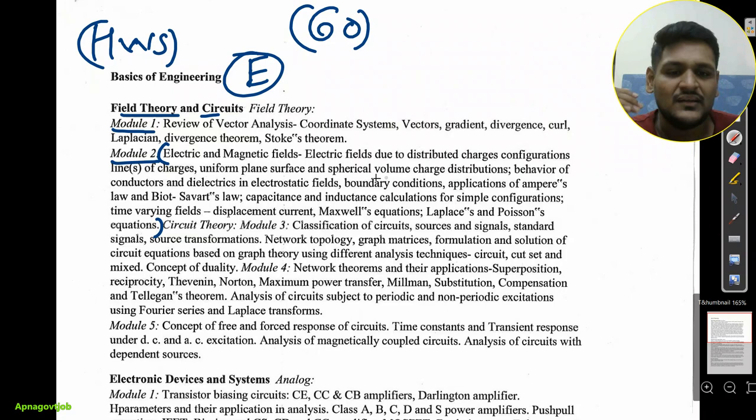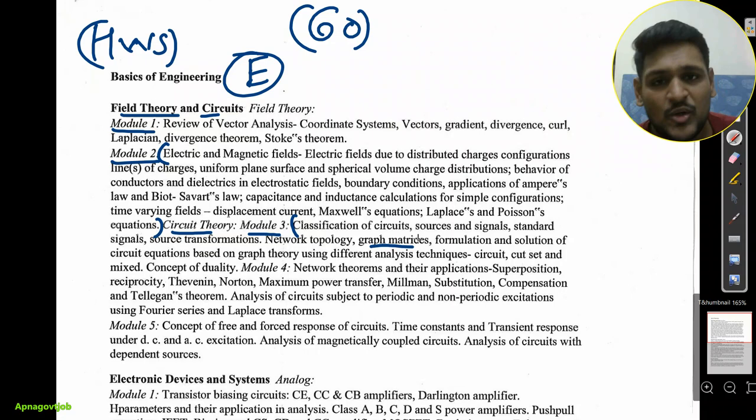Third, next subject now, that is your circuit theory, module 3, classification of circuits, okay? That is your linear time variant, whatever, okay? That things, sources and signals, you know already what is basics of signals, U of T, del T, okay? Then your sources, voltage source, current source, dependent, independent, standard signals, again, source transformation technique, you know, network topology, graph matrix, graph theory, just do a how to find number of trees from a graph, that you should know, okay?